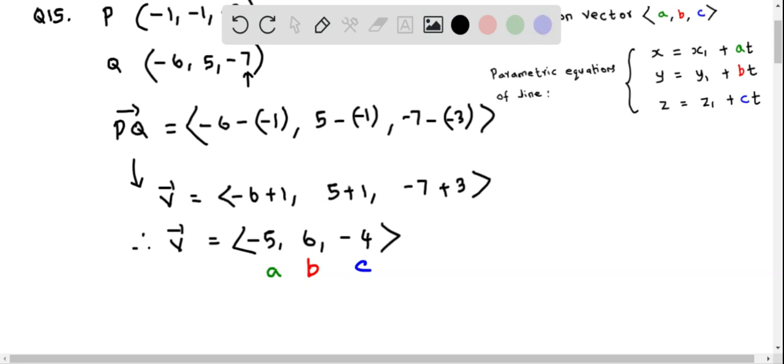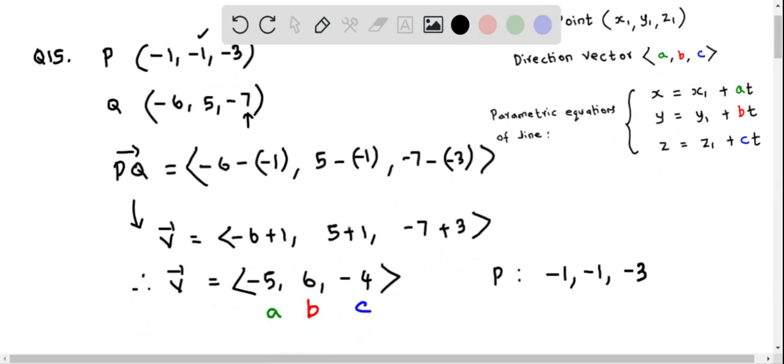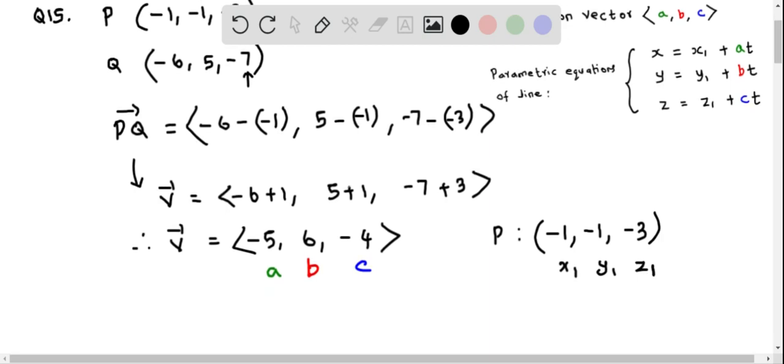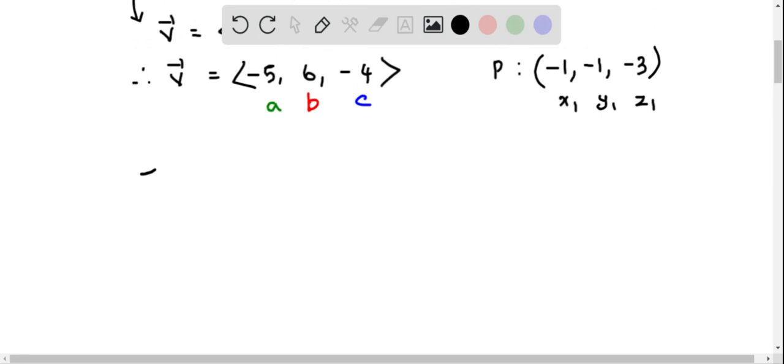And we can consider any one of the points. I consider the point P, that is (-1, -1, -3). This is x1, y1, and z1. So we have the point as well as the direction vector. We can write the parametric equations of the line. That is x = x1 + at, and this implies x = -1 + at, where a is -5, so I write this as -5t.